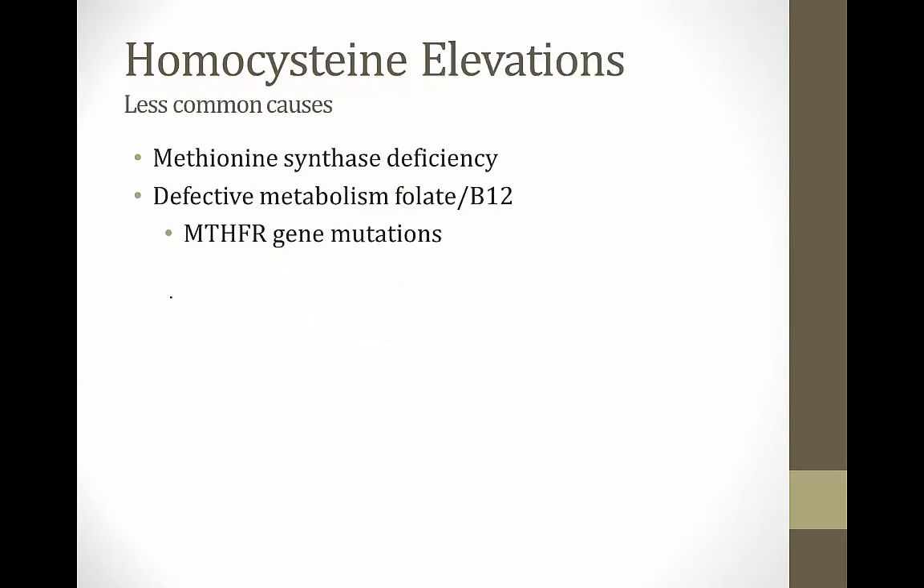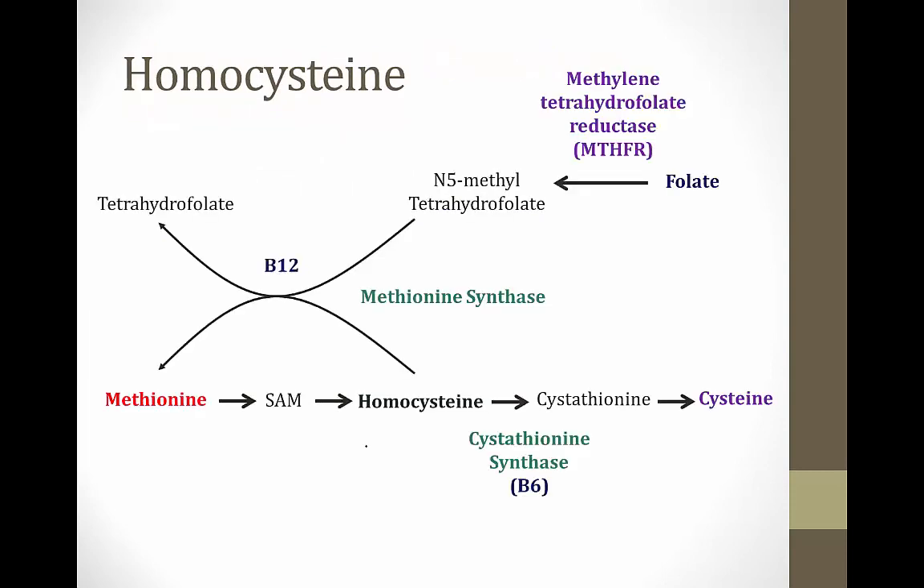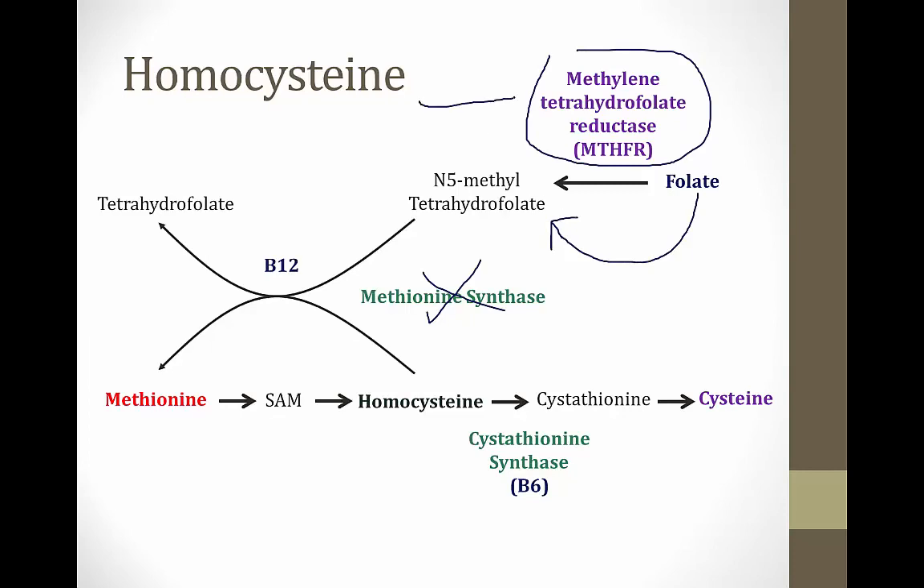Now, classic homocystinuria is caused by cystathionine beta synthase deficiency, but there are some less common causes. These include deficiency of the enzyme methionine synthase or defective metabolism of folate or B12. Specifically, there is an enzyme called methylene tetrahydrofolate reductase, and mutations of the gene that encode for that enzyme have been implicated in some cases of high homocysteine levels. If we go back to this slide again, some less common causes of high levels of homocysteine include deficiency of this enzyme here, and then methylene tetrahydrofolate reductase is involved in metabolizing folate into N5-methyl tetrahydrofolate. So if this enzyme is dysfunctional, you can also get high levels of homocysteine.